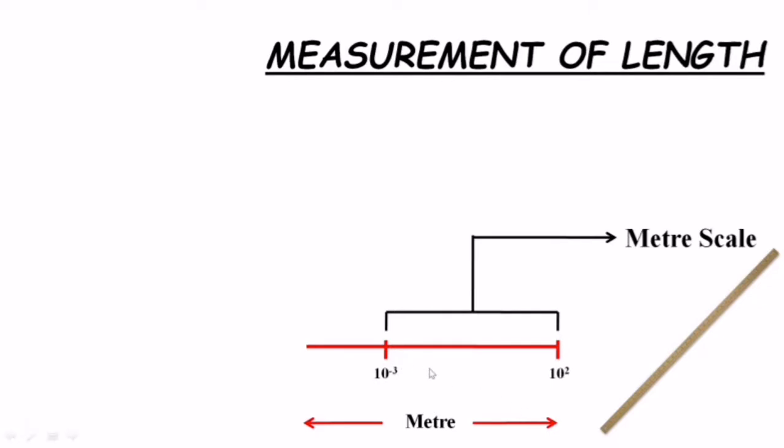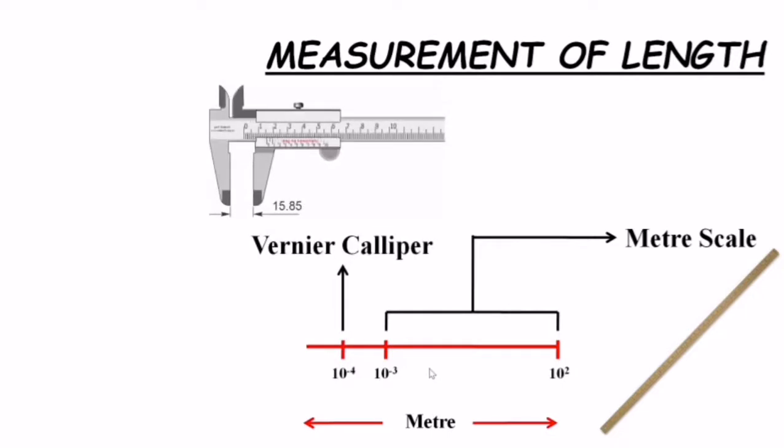Now the next one is a vernier caliper. You might have seen this instrument in your physics laboratories. It is mostly used to measure the radius of spherical or cylindrical objects. For example, the radius of a beaker or the diameter of a small spherical ball.